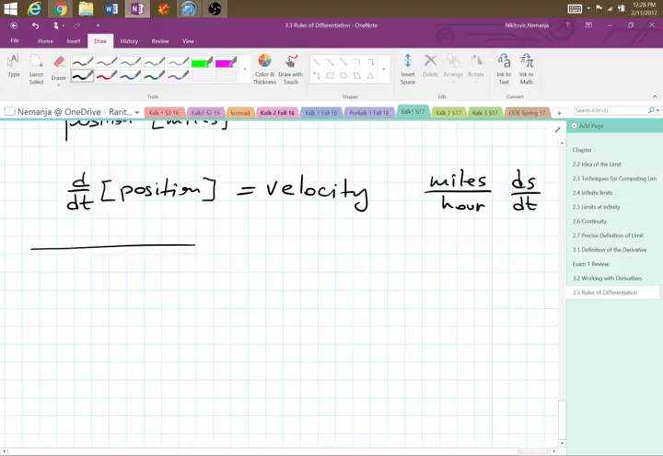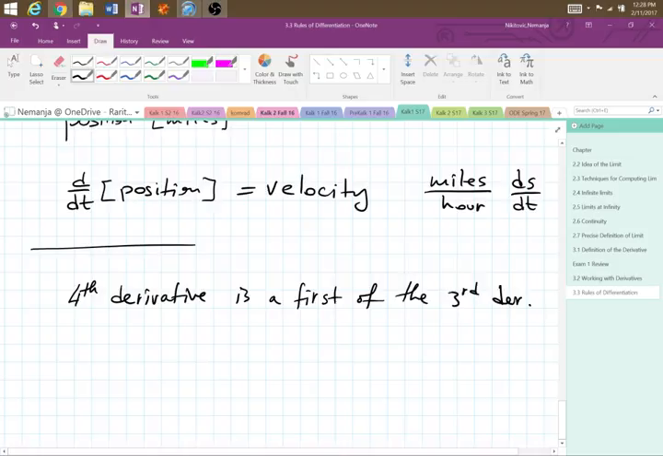So what's happening with these derivatives? Well, I'll write this. So, fourth derivative is a first derivative of the third derivative. That's what it is.